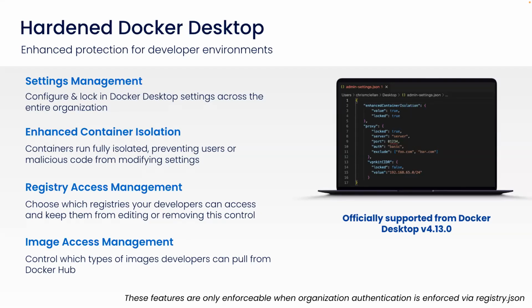But that's basically a high-level look at hardened desktop. Again, we touched on the 4 main tenets of it. We looked at settings management, just pre-configuring and locking down those settings. One of those settings being enhanced container isolation, just providing some isolation between the containers and the underlying VM. Registry access management, again, just allowing or restricting access to different registries. And then image access management, just allowing or restricting access to specific categories of images within Docker Hub.